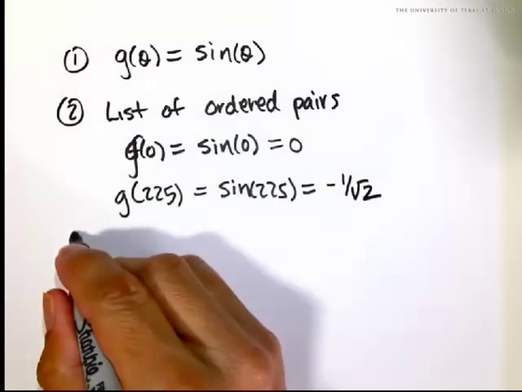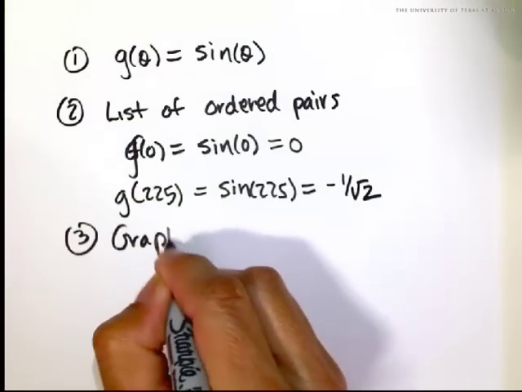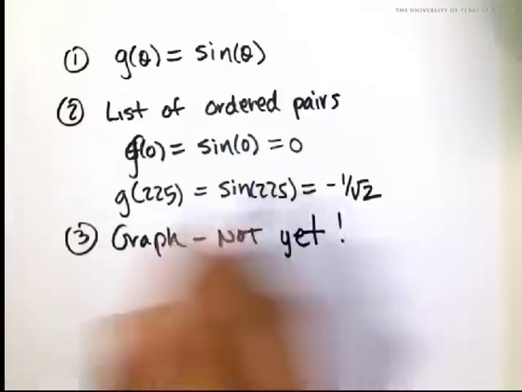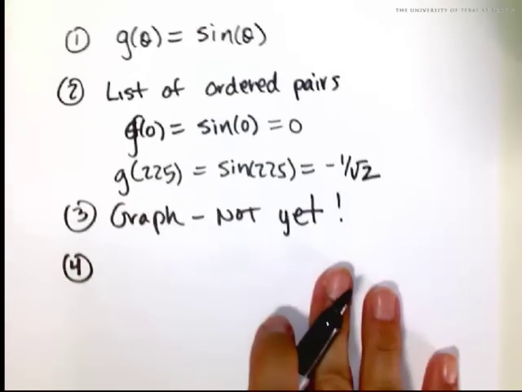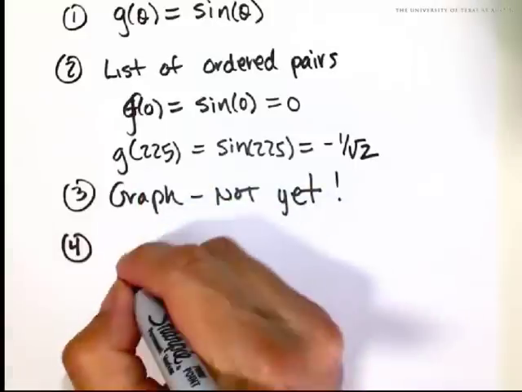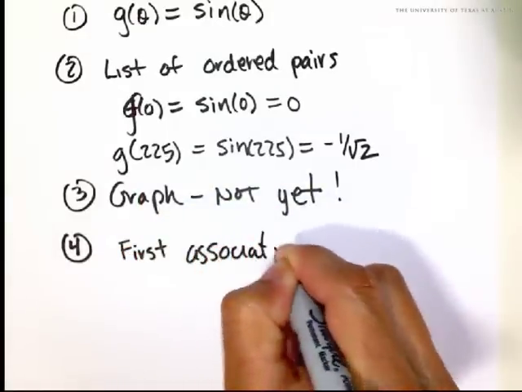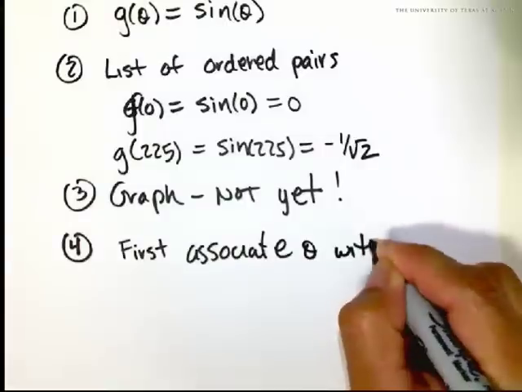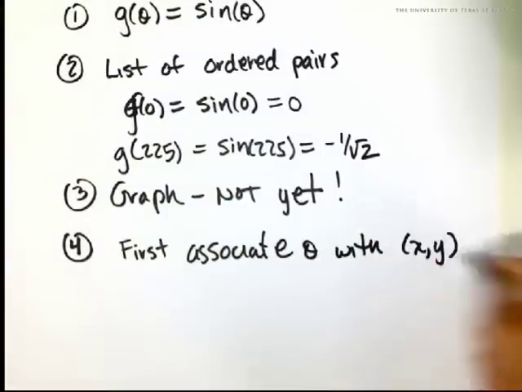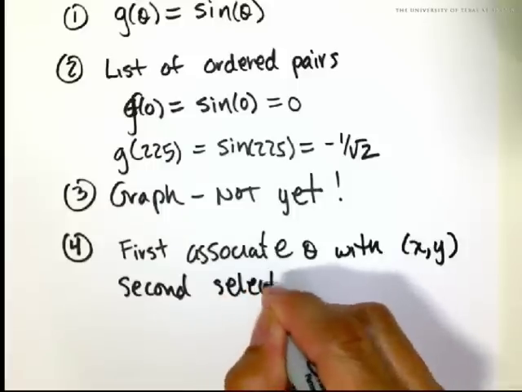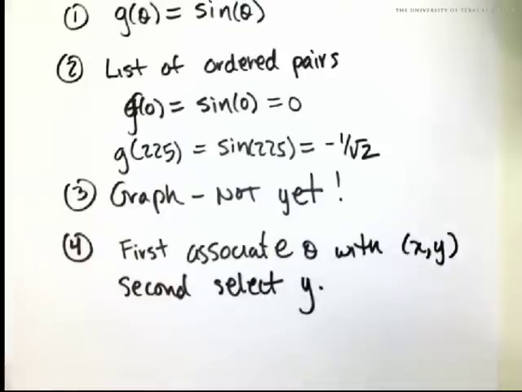Great. Again, we're not ready for the graph. And so the last thing is in words. What are we going to do? We are going to first associate theta with its point on the unit circle x, y, and second, we are going to select y. Those are our four representations of our functions cosine theta, sine theta.